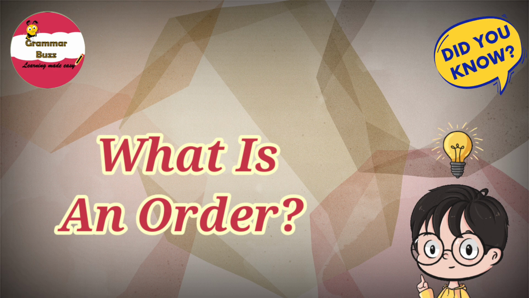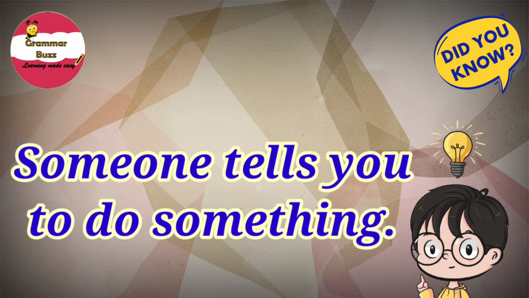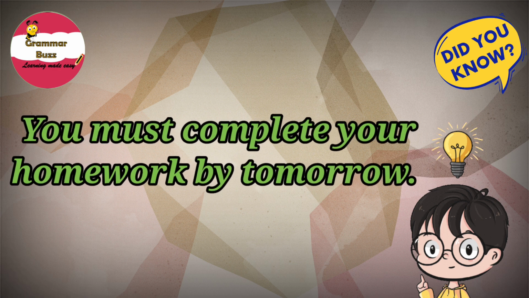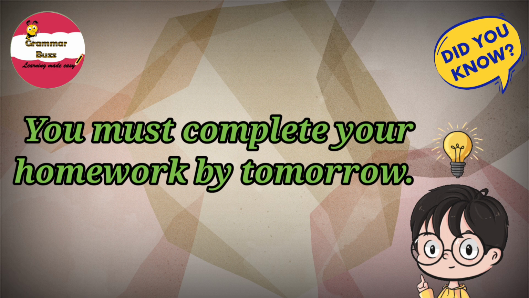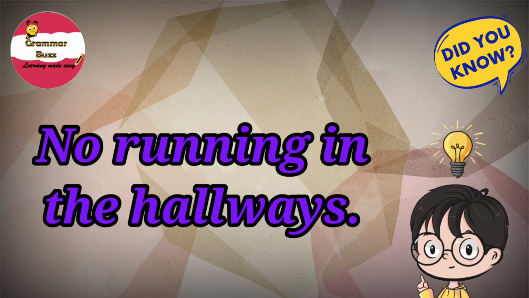What is an order? An order is when someone in charge tells you to do something and you are expected to follow it. It's like a rule, and usually it comes from someone with authority, like a teacher, a parent, or a police officer. For example, when your teacher says, "You must complete your homework by tomorrow," that's an order. When a school rule says, "No running in the hallways," that's an order. Orders are not suggestions, they are meant to be followed.